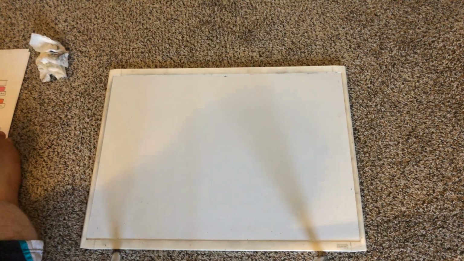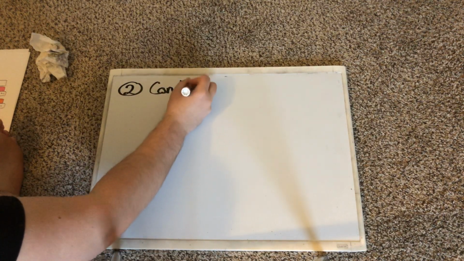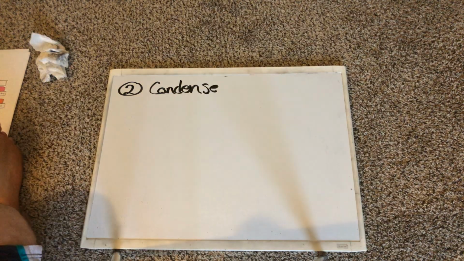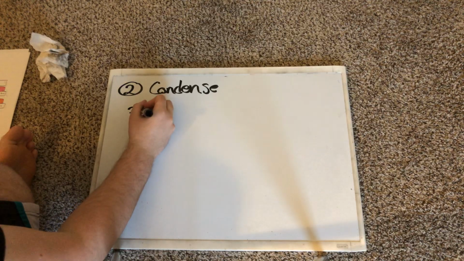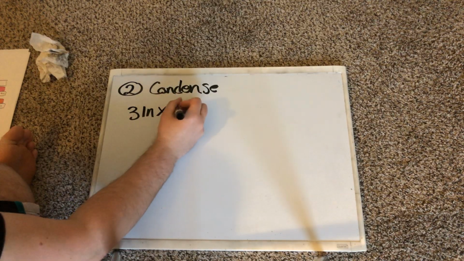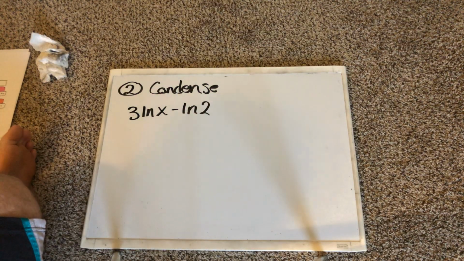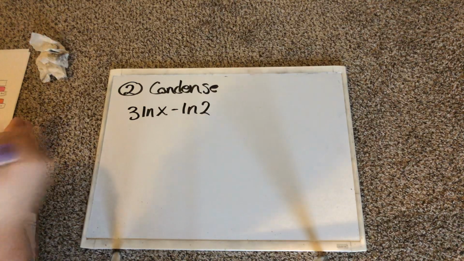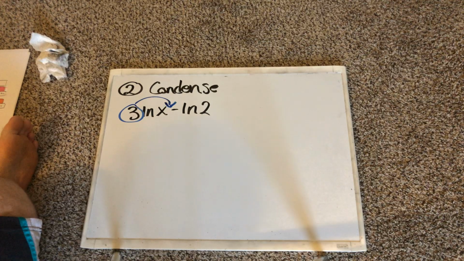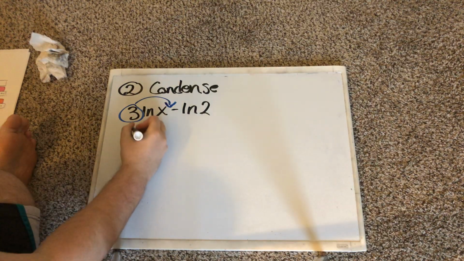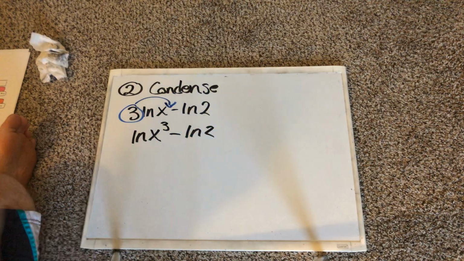For number 2, I want to condense. So condense means get small. We should only have 1 log left. We want to condense 3 natural log x minus natural log 2. So kind of we have to go in reverse order. That means I can have exponents. I'm going to take this number right in front and move it as an exponent. So I have the natural log of x cubed minus natural log 2.